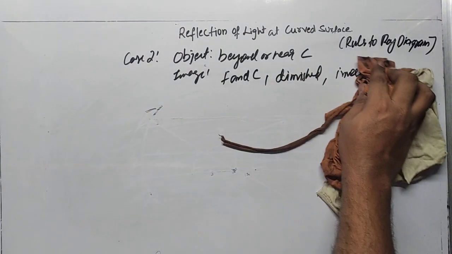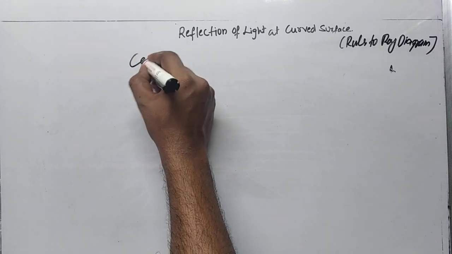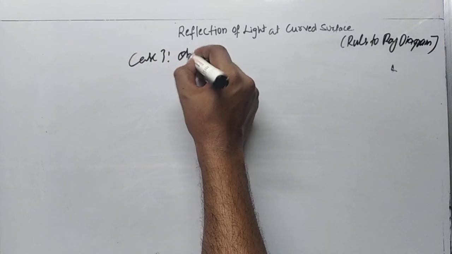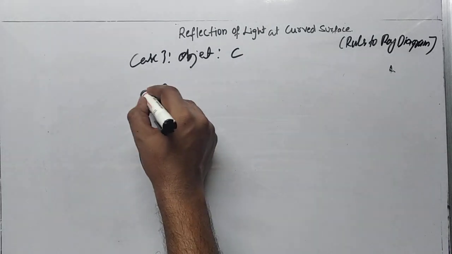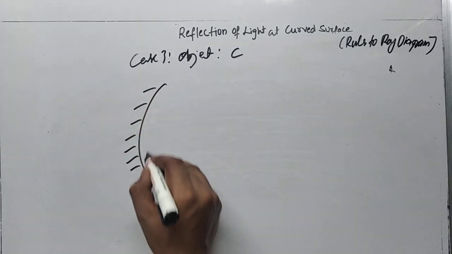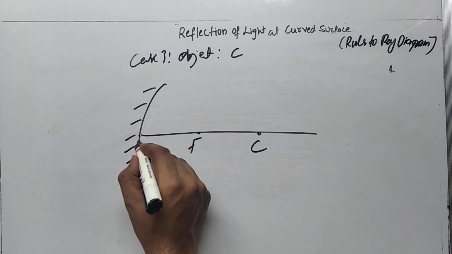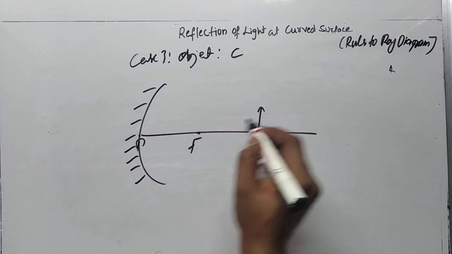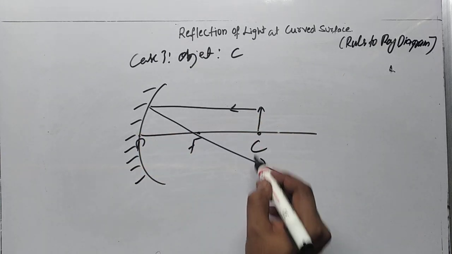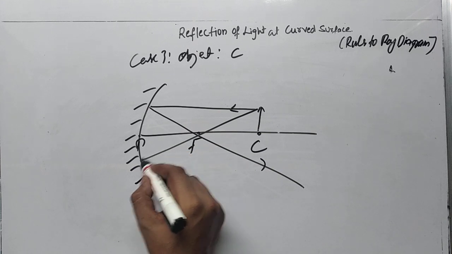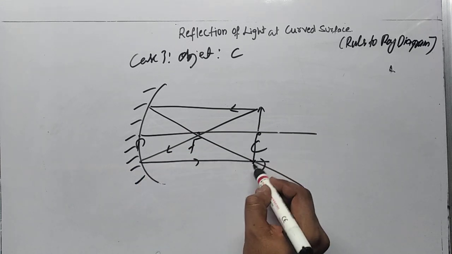So next, case 3. In case 3, the object will be at C, or you can say the object will be at the center of curvature. Same, we have to draw a ray parallel to the principal axis. It will pass through the focus. Second, you can say a ray is passing through the focus. It will come out parallel to the principal axis. Both will intersect at C.